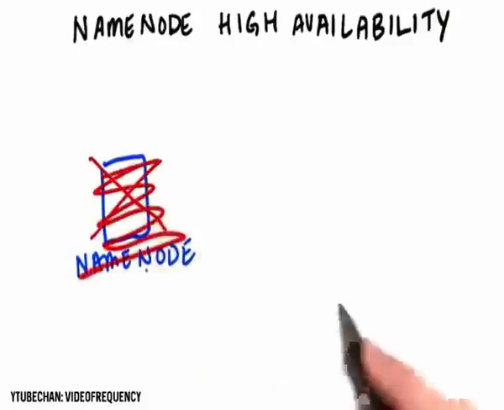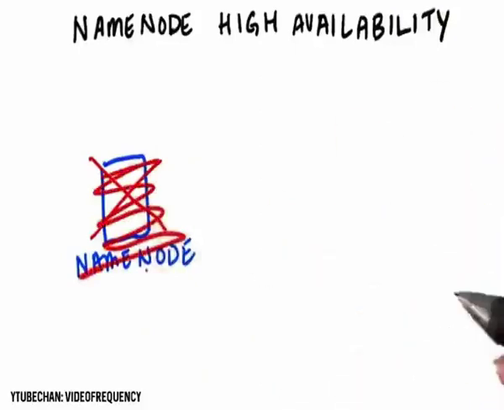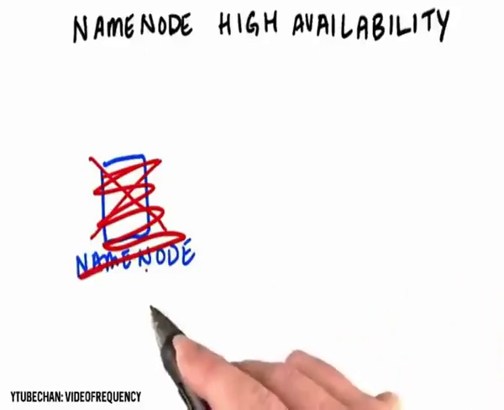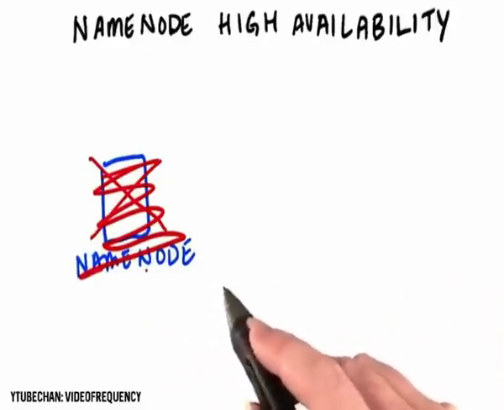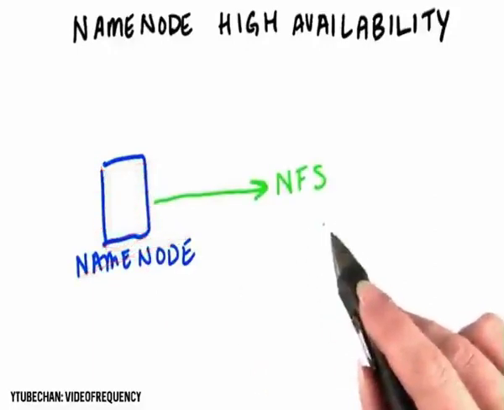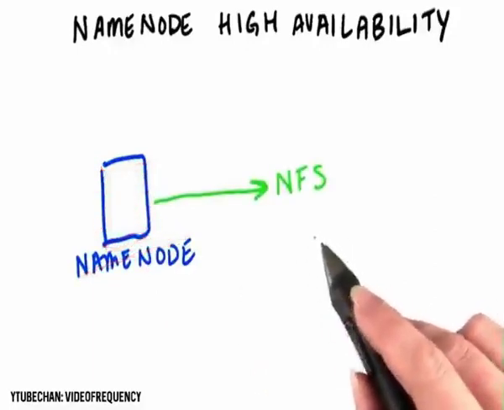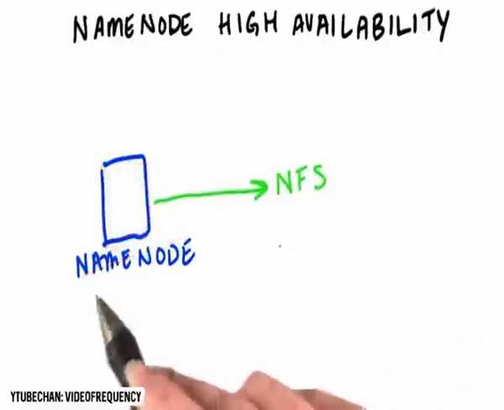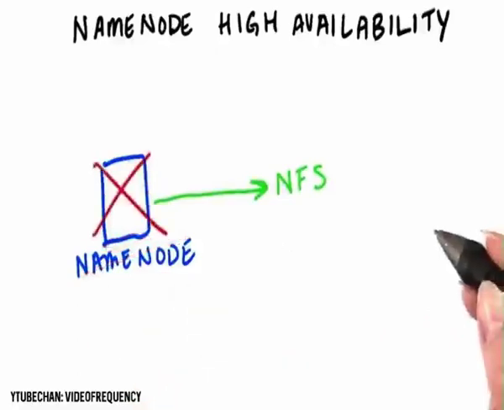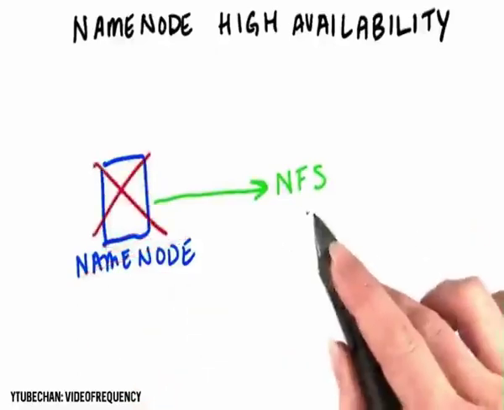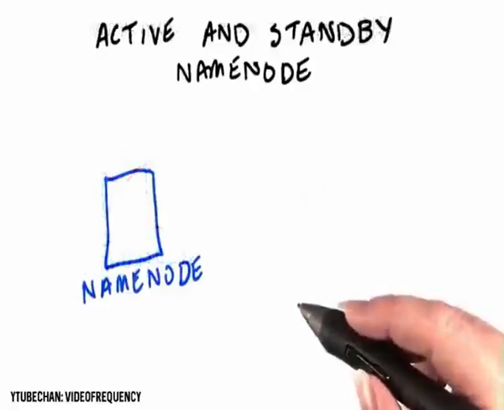Sure, you've still got all the blocks on the data nodes, but you've no way of knowing which block belongs to which file without the metadata. So to avoid the problem, people would configure the name node to store metadata not just on its own hard drive, but also somewhere on a network file system. NFS is a method of mounting a remote disk. That way, even if the name node bursts into flames, there would be a copy of the metadata elsewhere on the network.